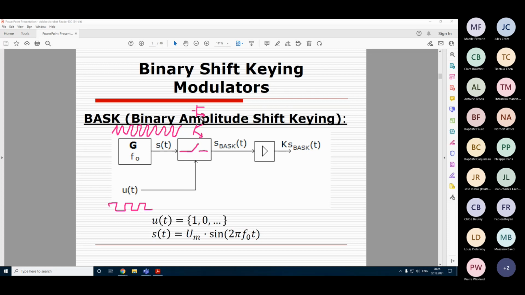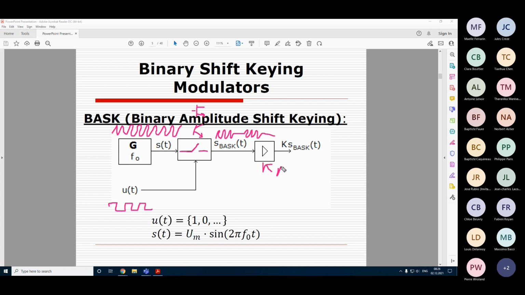So this is the electronic switch, basically a transistor which opens up each time we have 1 and closes when we have 0. And hence it will let the signal pass, and when closed, the signal cannot pass. Yes, so this way we actually generate binary amplitude shift keying.